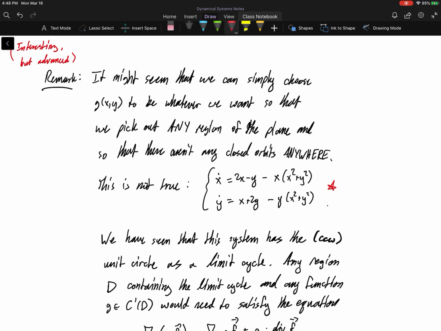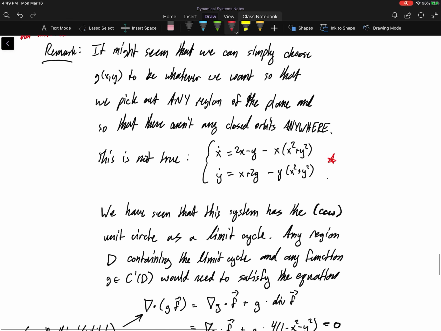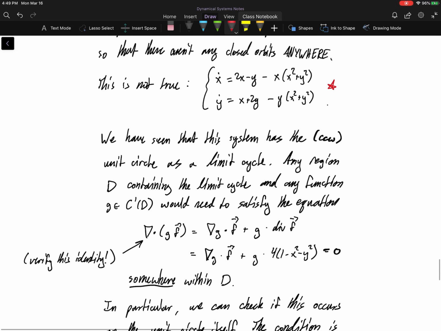This is the positive trace, so this is the supercritical Hopf, or the supercritical side of a Hopf bifurcation. Anyway, we'll get to that later. But we have seen this, and this system has the counterclockwise unit circle as a limit cycle. Okay, so this system has a limit cycle, is the bottom line here.